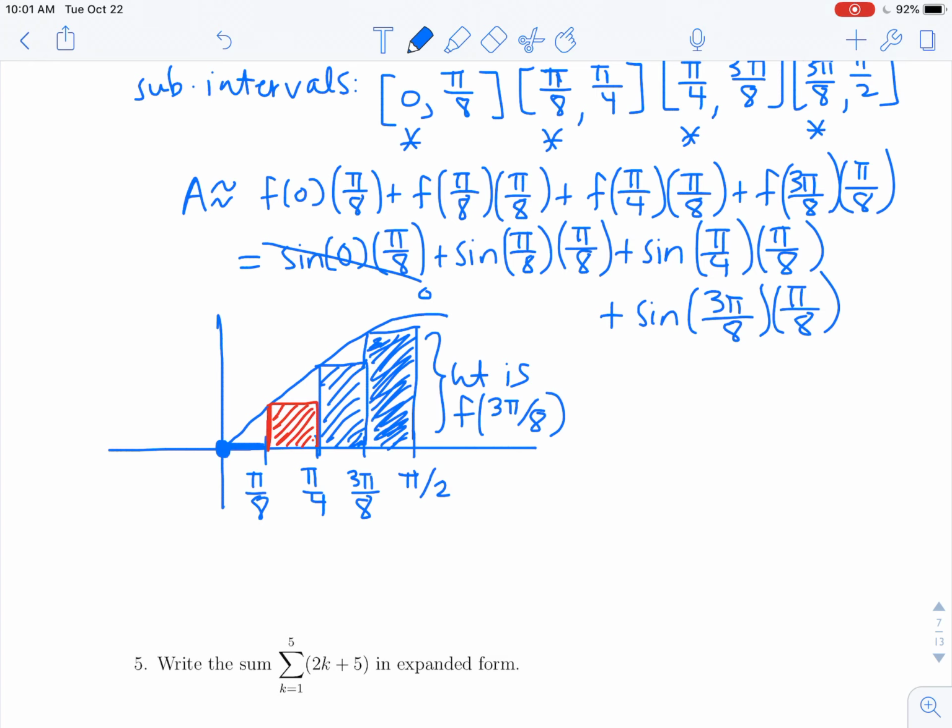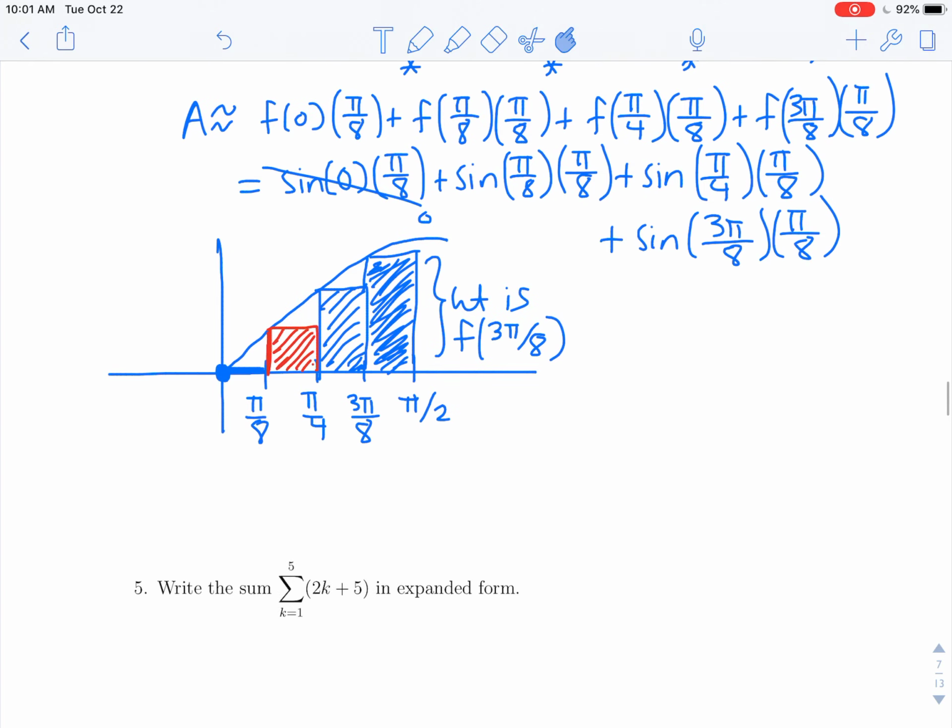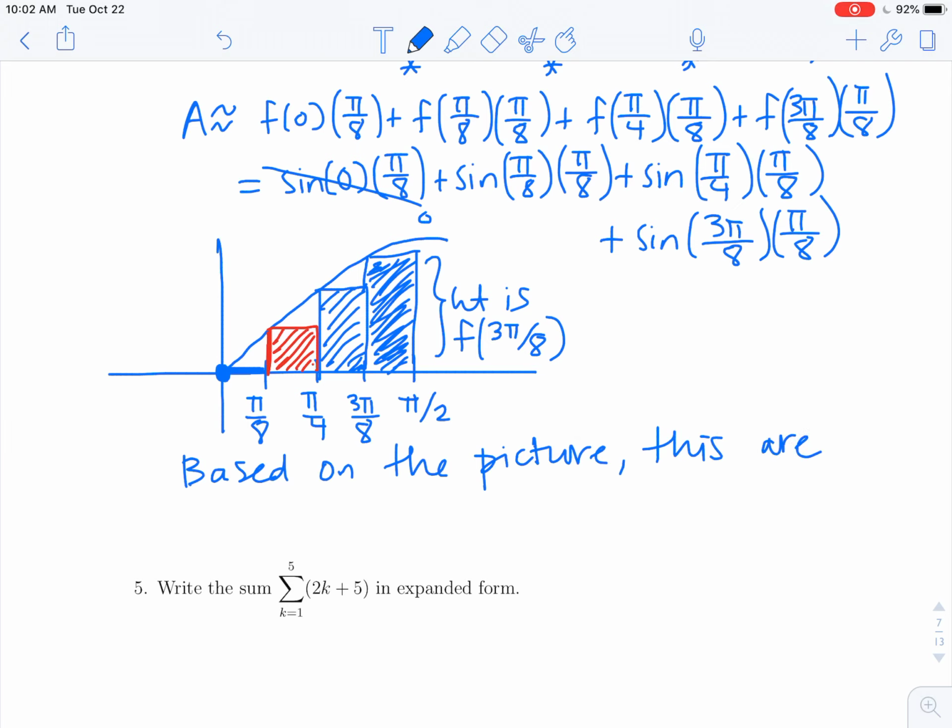So based off of this picture, we can tell that we're under again. So based on the picture, this area estimate is an underestimate. We definitely have stuff missing from our rectangles that is under our curve.